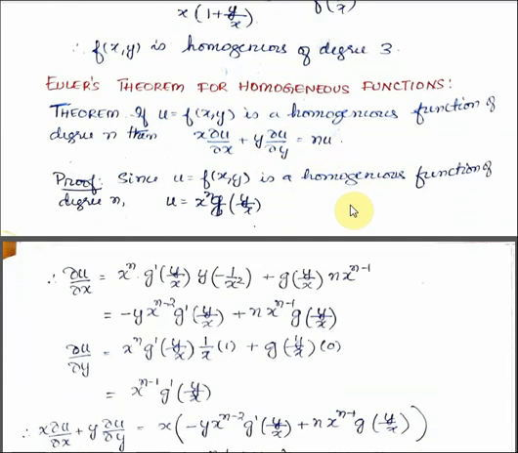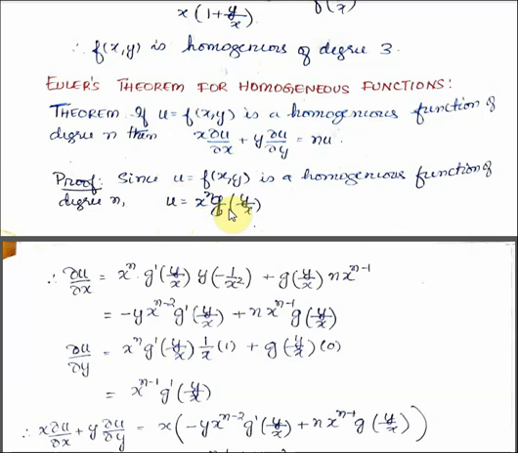Let's see the proof. The proof is also very simple. So what do I require in the proof? I should show that the left hand side is equal to the right hand side. In the left hand side, I require two partial derivatives. Therefore, I will take the function u is equal to f of x y, a homogeneous function of degree n. And because it is homogeneous of degree n, u can be written as x power n into some function of y by x, some g of y by x.